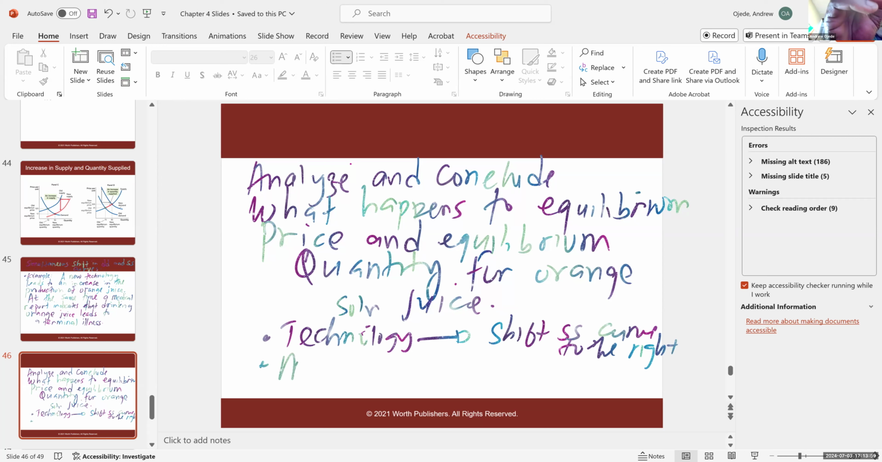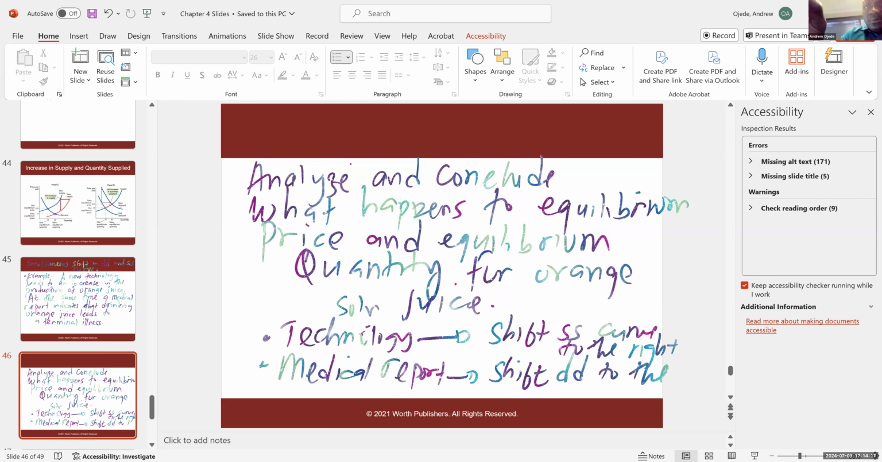The medical report, in the statement I had in the previous slide, that's saying that drinking orange juice causes an illness, is going to shift the demand curve to the left, because when consumers hear that, they're not going to buy too much orange juice. This shift of demand to the left leads to a decrease in demand. But the problem is we have not been told by how much the demand and supply curves are going to shift. The question did not tell us.